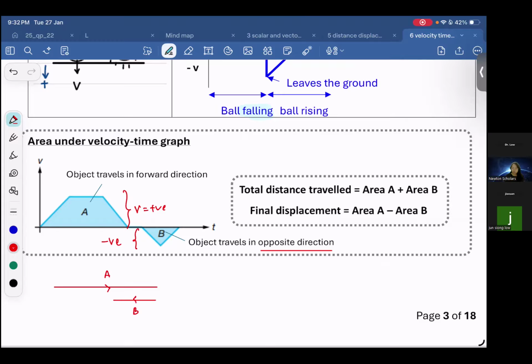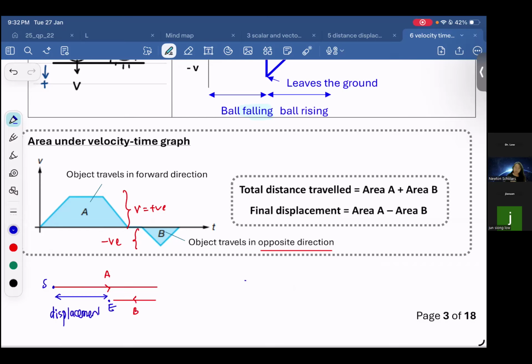Okay, if I want to know about the distance, what should I do? I don't care about how you turn backwards. I just want to know the total distance. So you just calculate A plus B, settled. That is my distance. So area A plus area B, that is my distance. But how about displacement? Displacement is a different story. Here is the starting, here is your ending. I want to know starting to ending. This is my displacement.